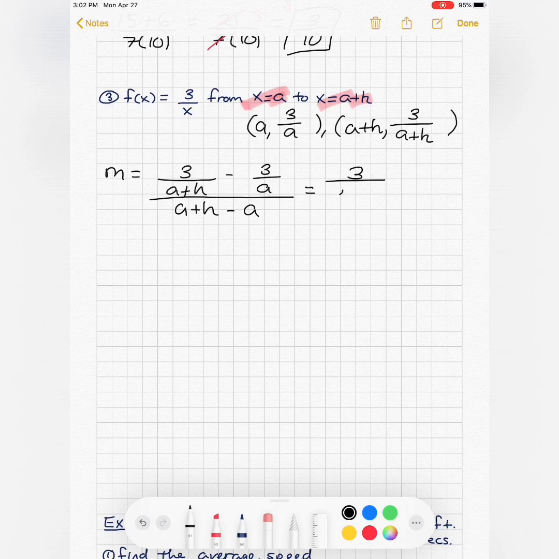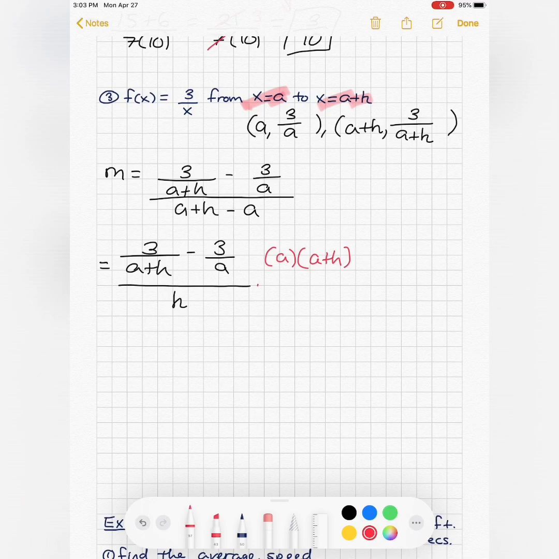Okay, let me go ahead and cancel in the denominator. Okay. So now I'm going to use that same trick. So what I'm going to do, I'm going to actually move this down so I have a little bit more room here. And what I'm going to do is multiply by the LCD. Okay, so in this case, I need a factor of a and a factor of a plus h. Okay, one from each of those denominators.